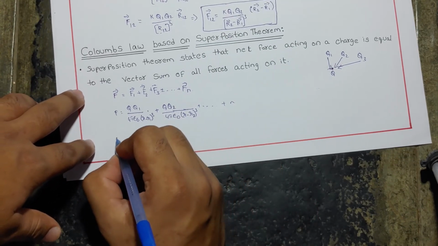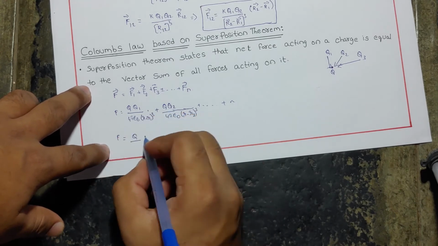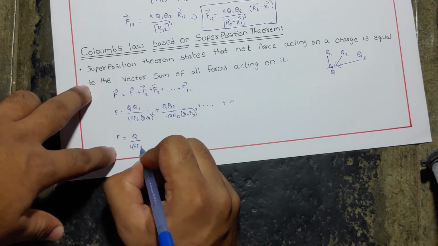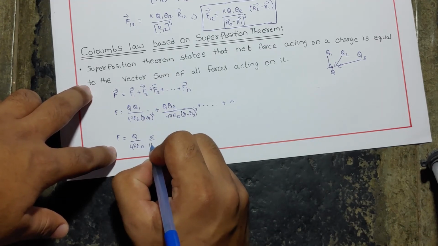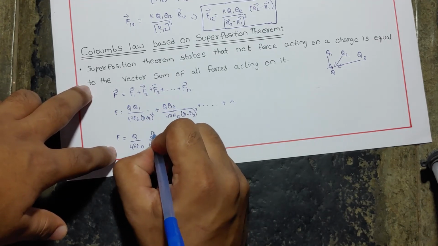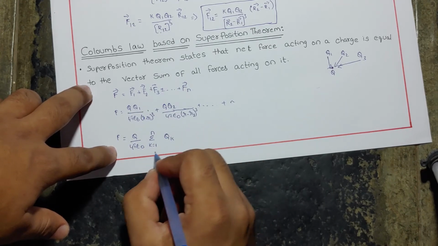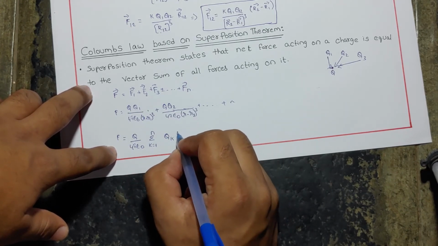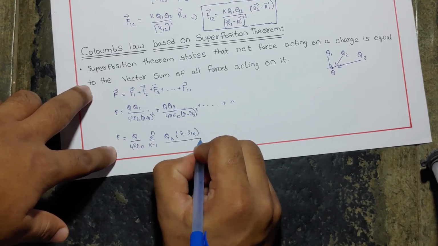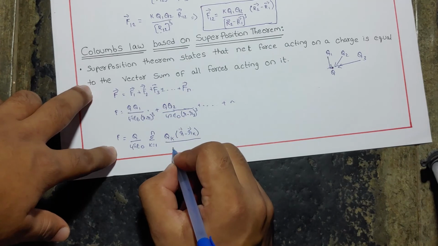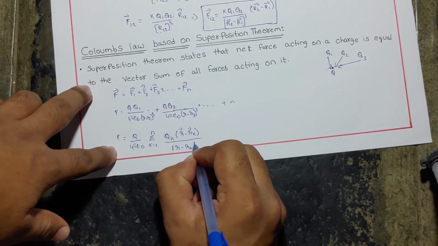This could be written in the format of, let us take this charge Q as common, Q by 4 pi epsilon naught, which are constants, times summation from k is equal to 1 to n of Qk times the vector r minus rk by the magnitude cube of r minus rk.